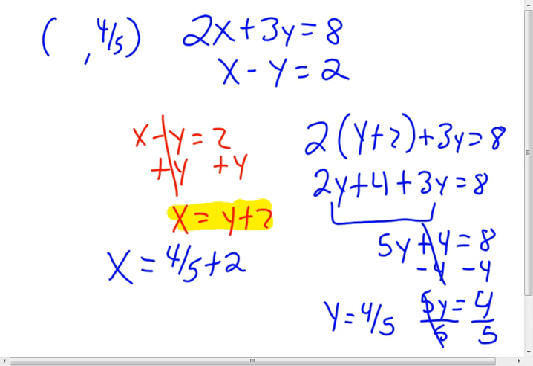Anytime you add a number and a fraction, you have to have a common denominator. So we have to rewrite 2 with a common denominator with 4/5. So in this case, the common denominator is going to be 5. So 2 rewritten with a denominator of 5 is 10 over 5, because if we divide 10 by 5, we get 2. So we're just simply multiplying that 2 by that common denominator. So substituting 10 over 5 for 2, we have x equals 4/5 plus 10/5.